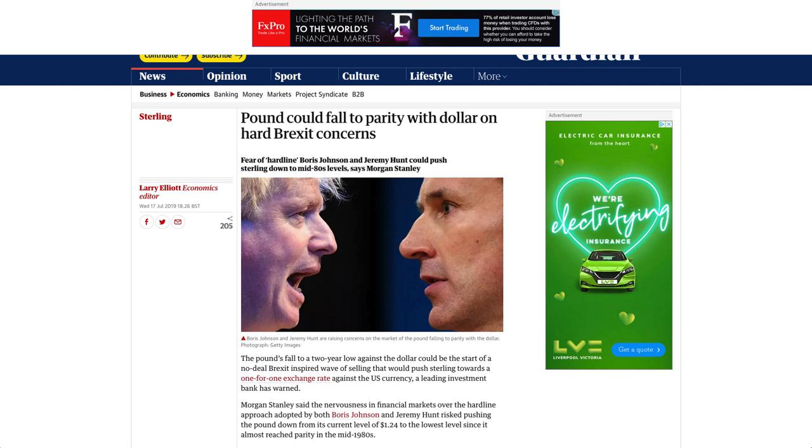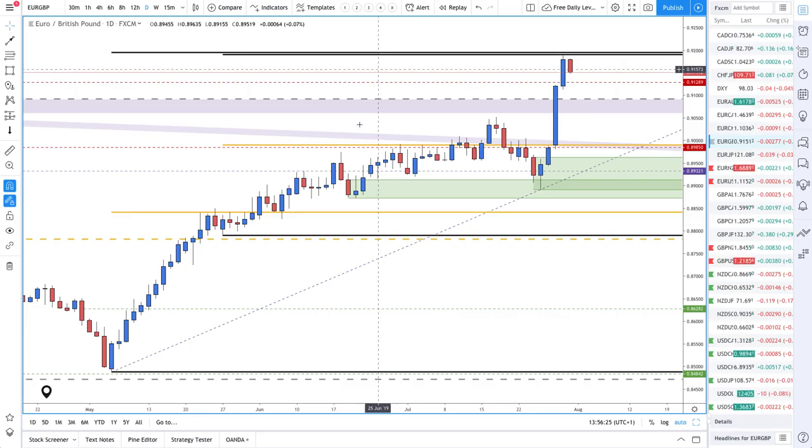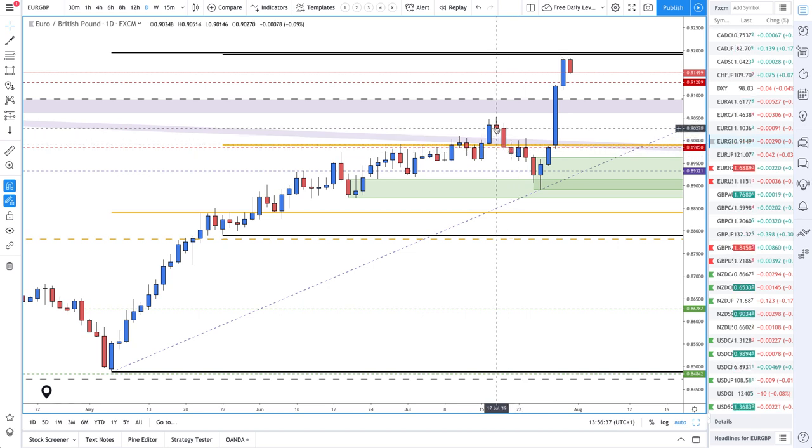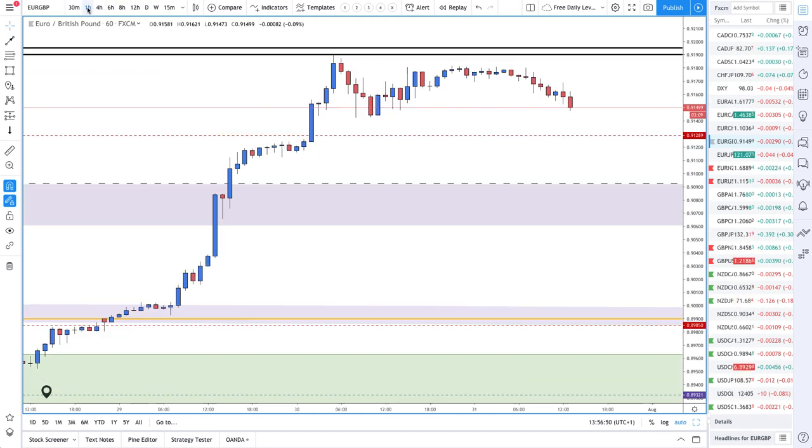So again, traders were being primed by the news that Boris Johnson, being potentially a hard Brexiter, taking Britain out of the EU with no deal, was most likely if he gets elected, and the pound would sell off, right? Meaning that the euro pound would go higher. Now, what actually happened on the day?